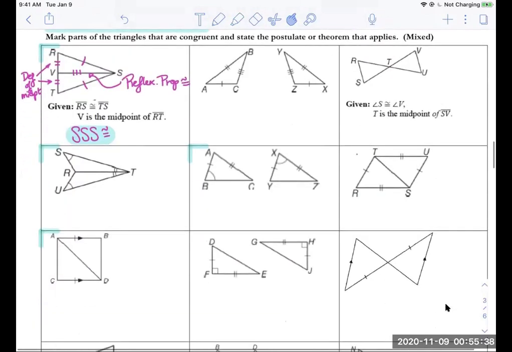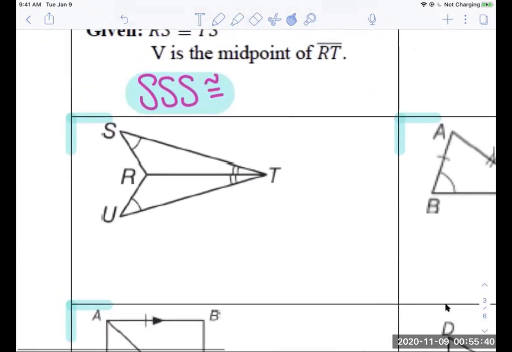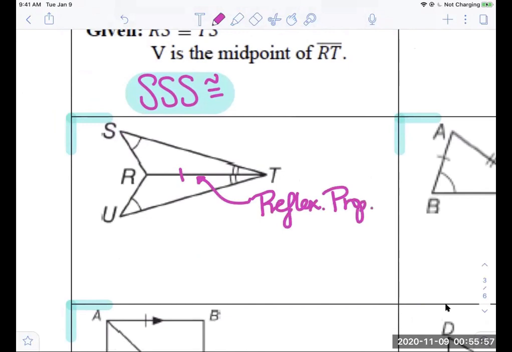The next one we're going to do is directly below it. And as you can see, they have given you 2 pairs of congruent angles already in the 2 triangles. And then again, we have this reflexive segment here. So do we have enough to prove the triangles congruent?